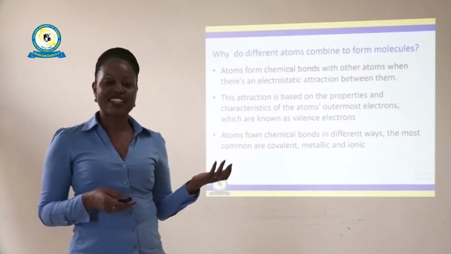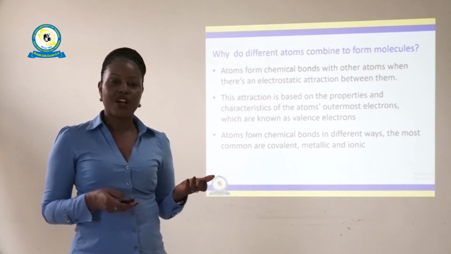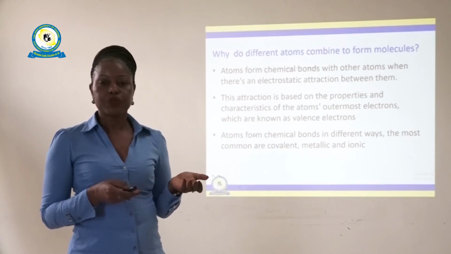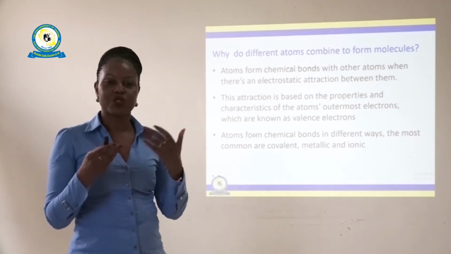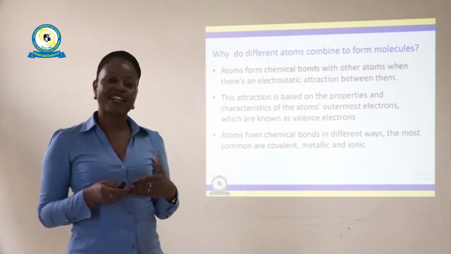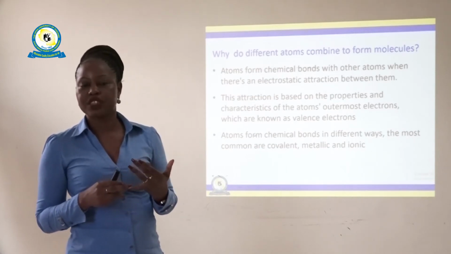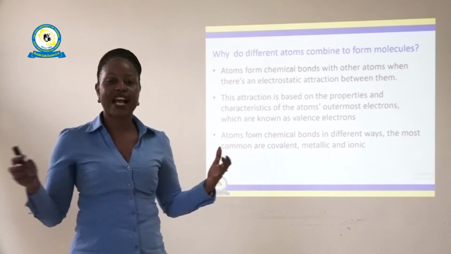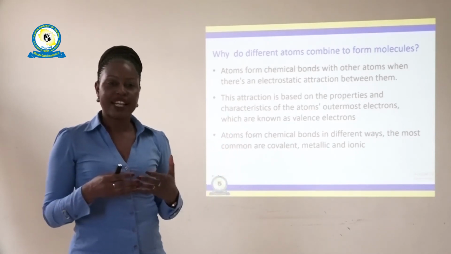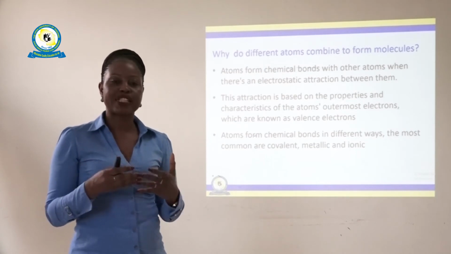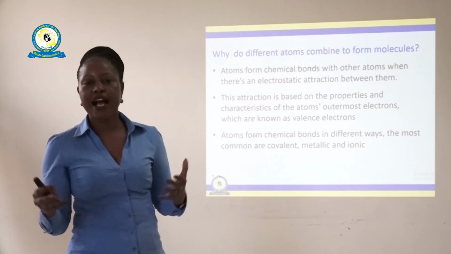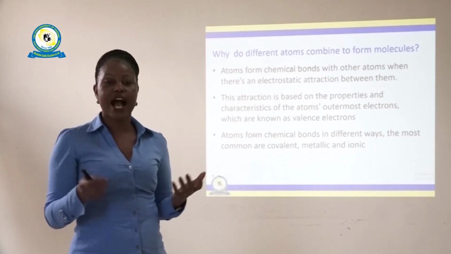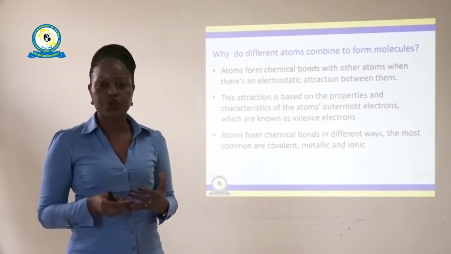Now, to answer the other question, why do different atoms combine to form molecules, which the scientists were trying to research on? It was discovered that atoms form chemical bonds with one another when there is an electrostatic attraction between them. And this attraction is based on the properties and characteristics of the atom's outermost electrons, which are also known as the valence electrons.